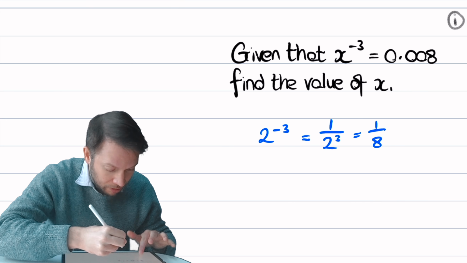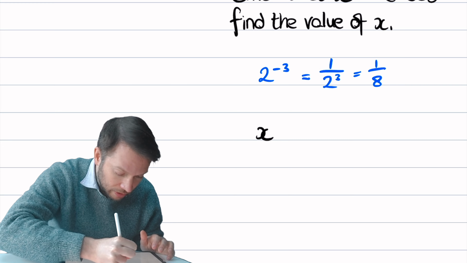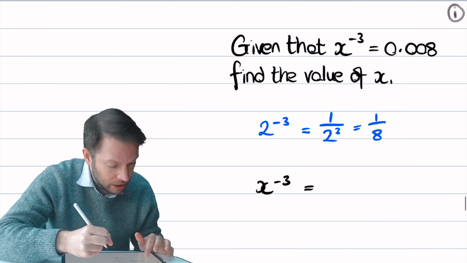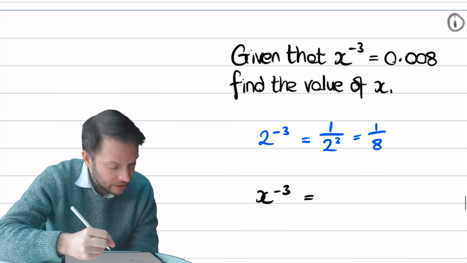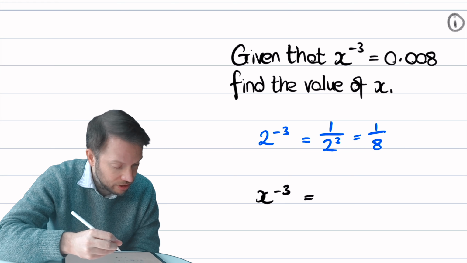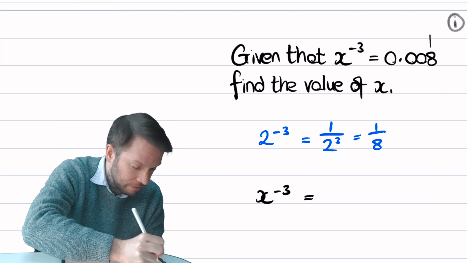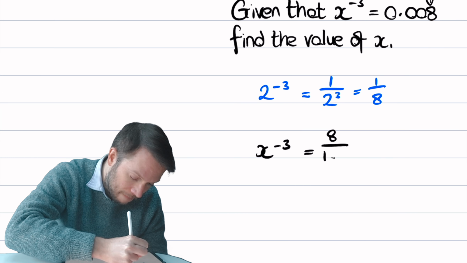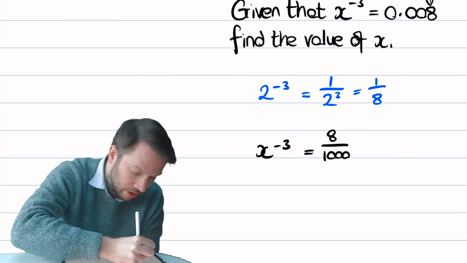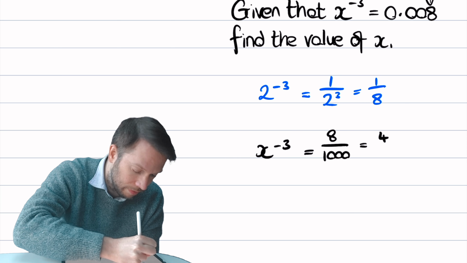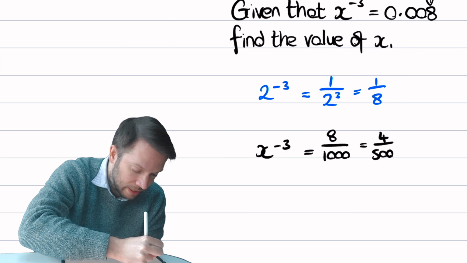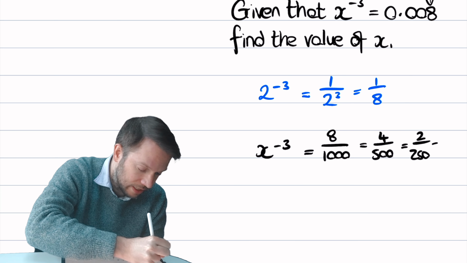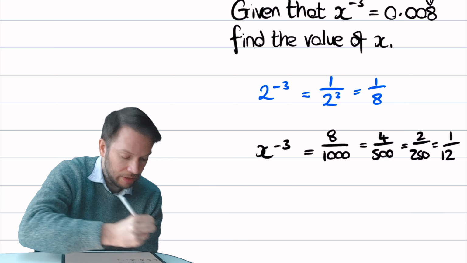Now let's rewrite this equation. We've got x to the minus 3 is equal to, and what is 0.008 as a fraction? Well, that's the 1,000th digit there, so it's going to be 8 1,000ths. And let's simplify that fraction. We could halve top and bottom, so it's 4 over 500. Halve again to get 2 over 250, and then halve again to get 1 over 125.